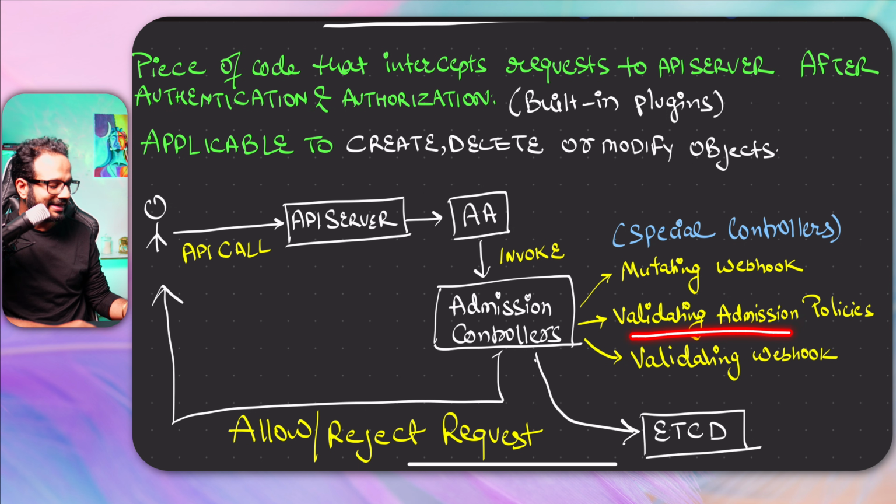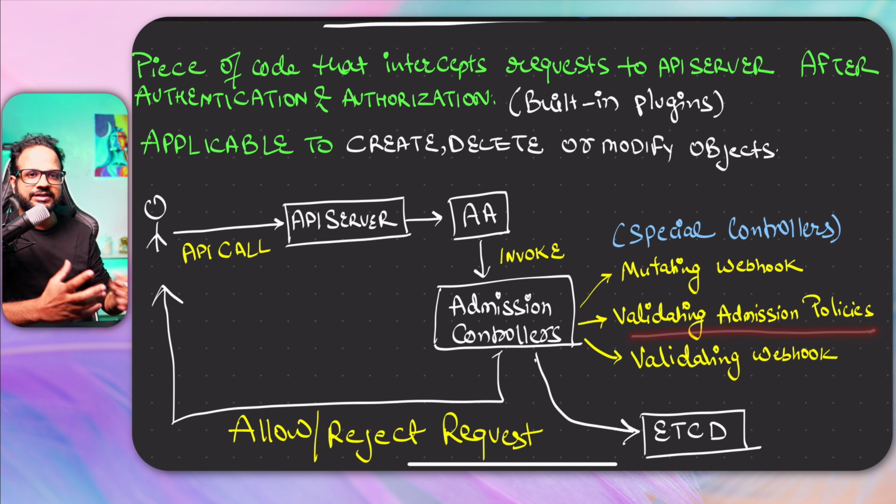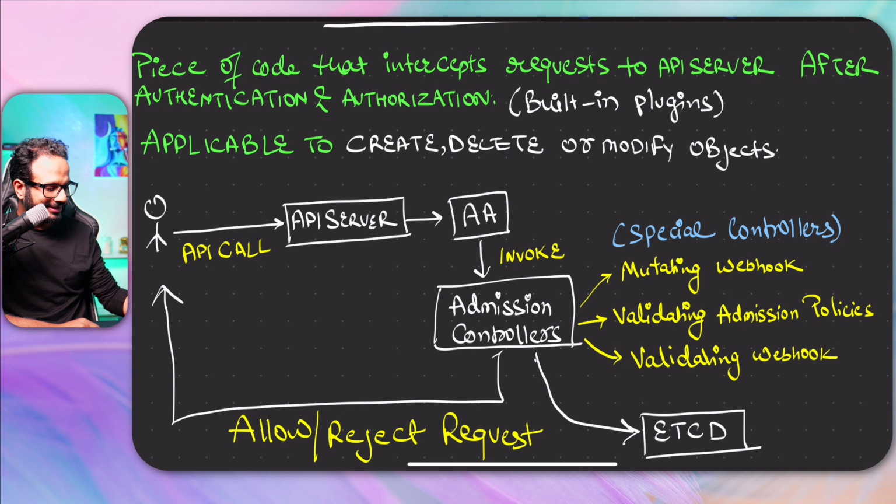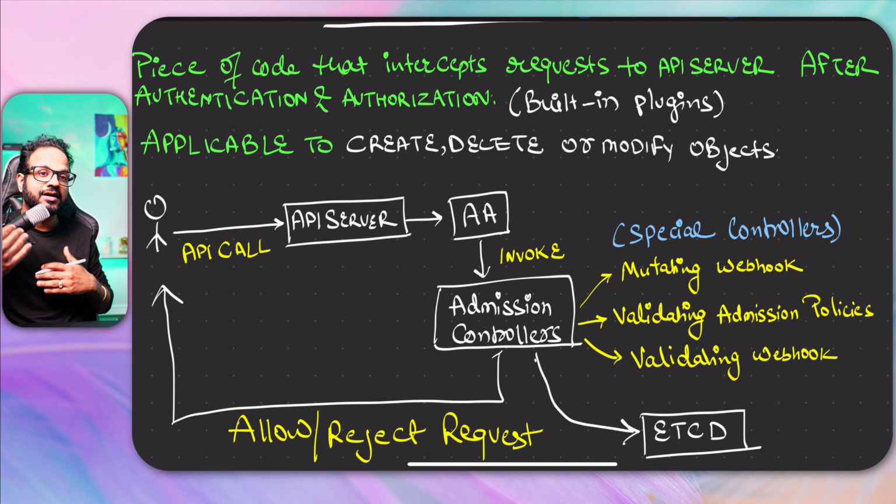Then we have validating admission policies. These are again a special type of policies that work on validating. Okay. So these are special types of controllers, or admission controllers, that you have in Kubernetes. Some of them are enabled by default. Some of them you can enable yourself. You can write your own controller as per your requirement as well.